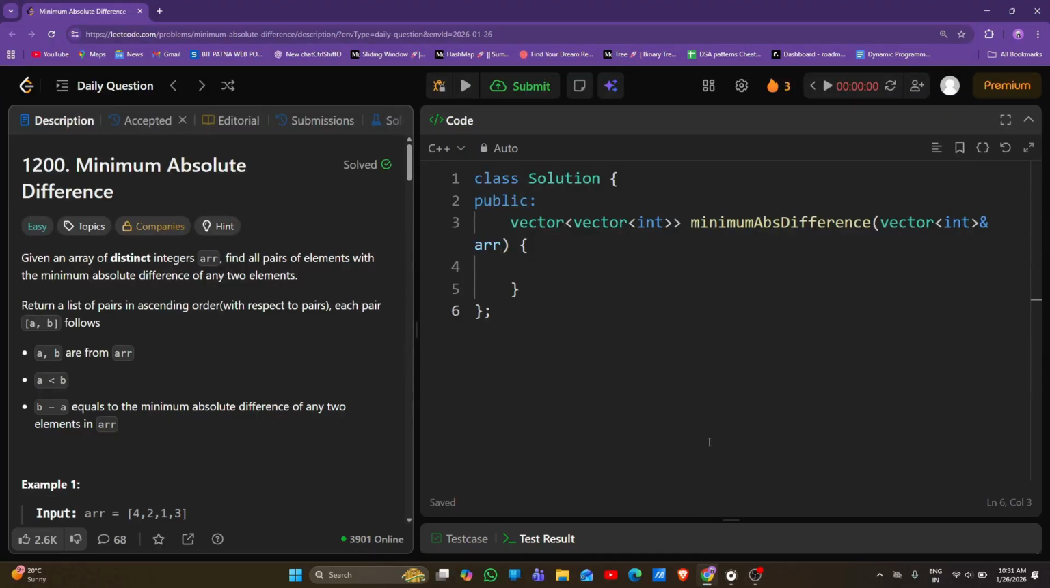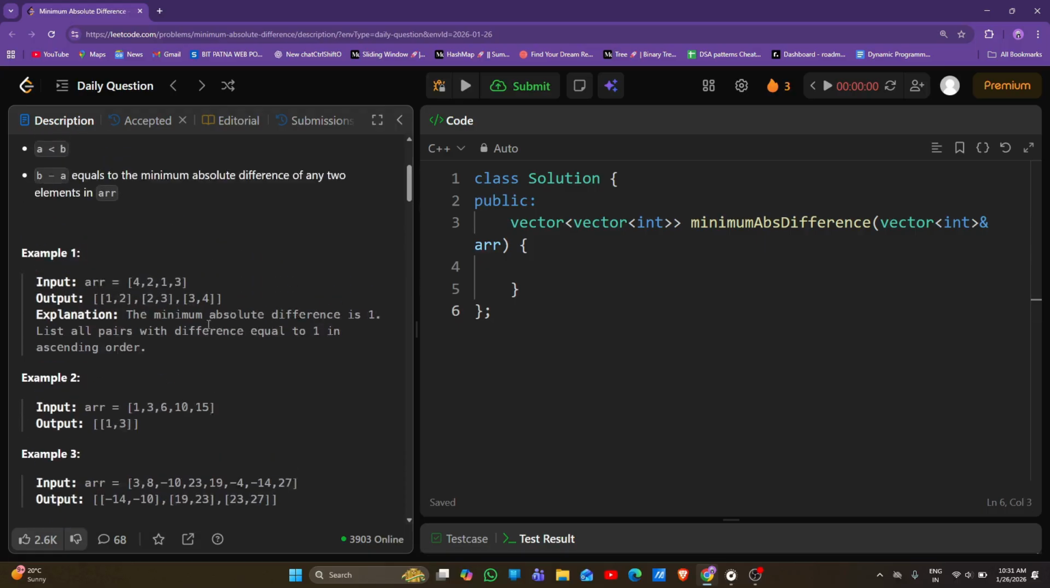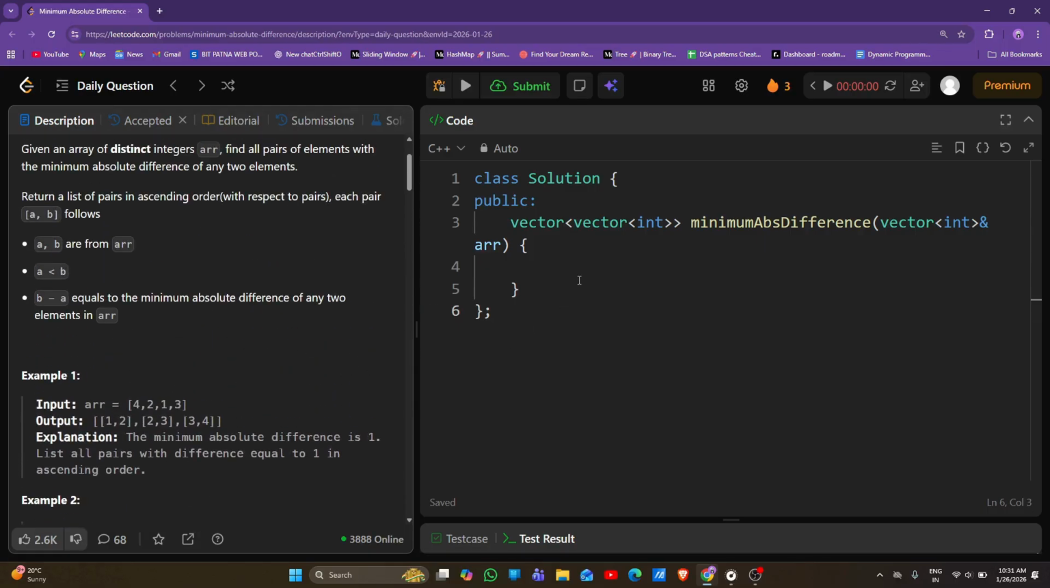Hello, so let's start today's LeetCode problem, that is Minimum Absolute Difference. Here we are given an array and we need to find all the pairs with the minimum absolute difference. That is, we need to calculate the absolute difference between pairs, consider the minimum one, and then find all the pairs having the corresponding minimum difference.